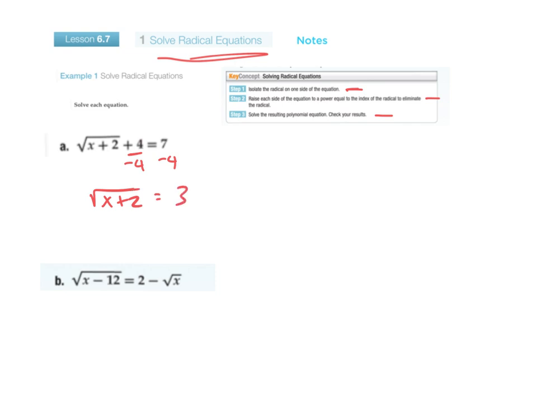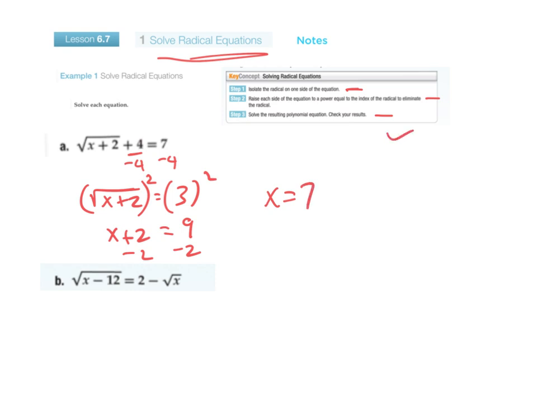Once I have the radical by itself, I'm going to square both sides of the equation. By doing that, that gets rid of the radical. That leaves me with x plus 2, and then 3 squared will give me 9. And then I have a simple equation where I can subtract the 2 from both sides, and I'll end up with my answer as x equals 7.